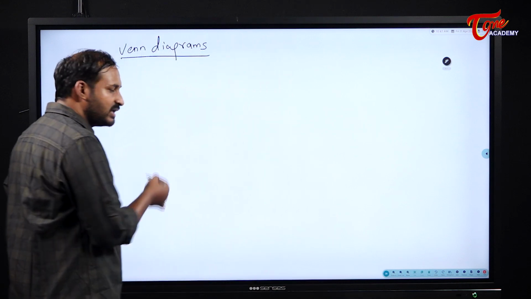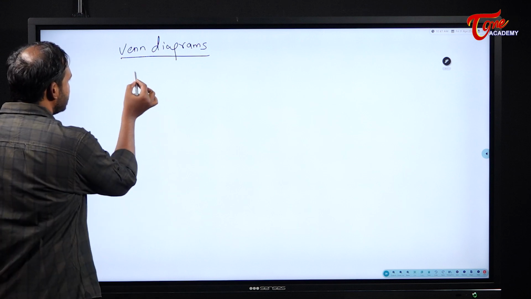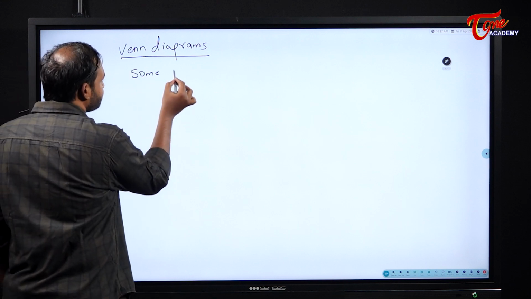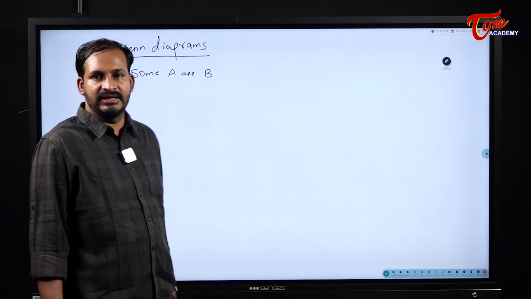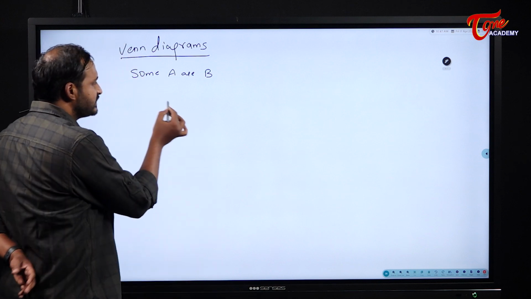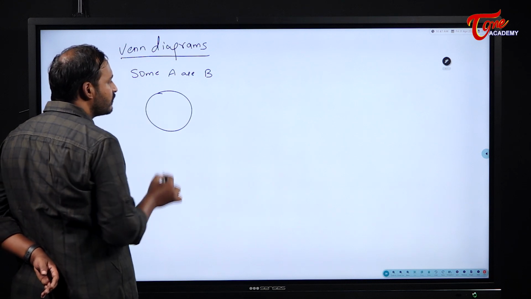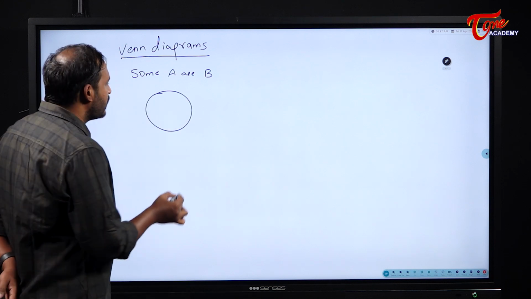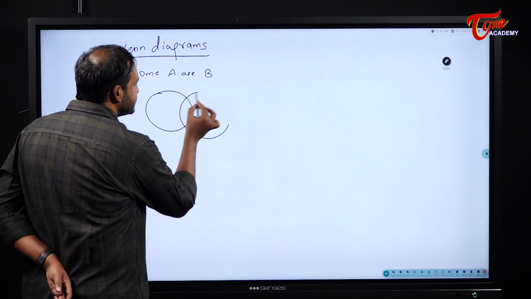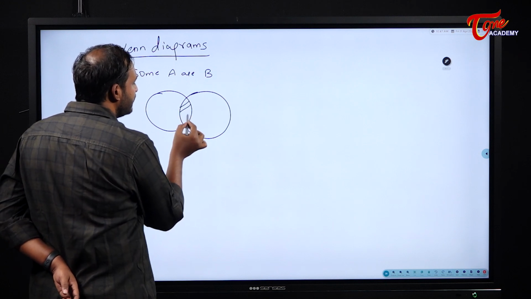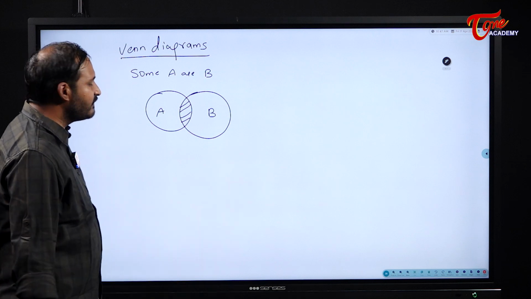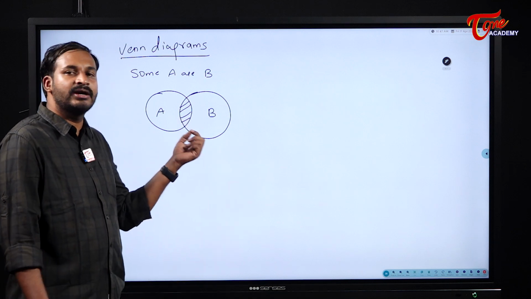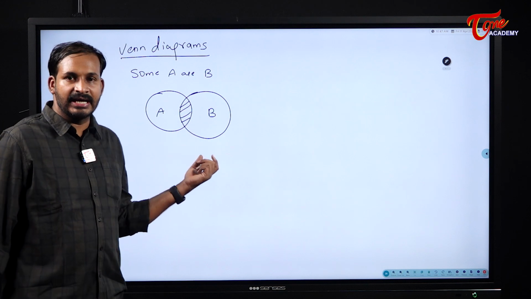In this syllogism concept, we will see statements like "Some A are B" or "Some A is B". Whenever we see this type of statement, the way we represent "some A are B" is by drawing an intersection portion between A and B. Assume this as A and this as B. So whenever we see a statement like "some A are B", this is the diagram we are going to draw.